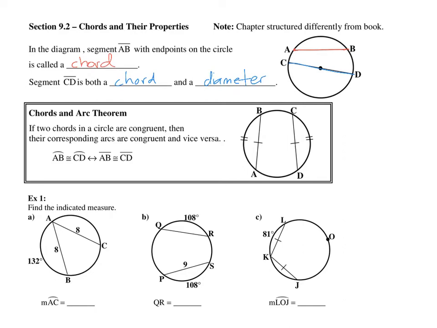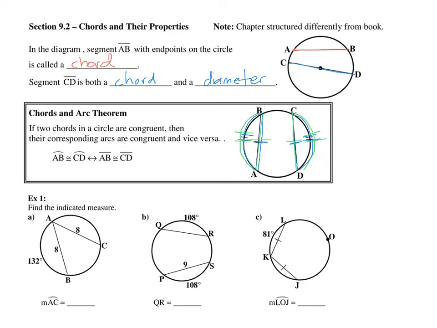Now here we have the chords and arc theorem. If two chords in a circle are congruent, then their corresponding arcs are congruent and vice versa. So here I have these two chords. Since they're congruent, their corresponding arcs are also congruent and vice versa. If the arcs are congruent, then the corresponding chords are congruent.